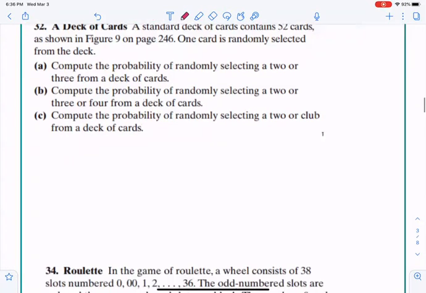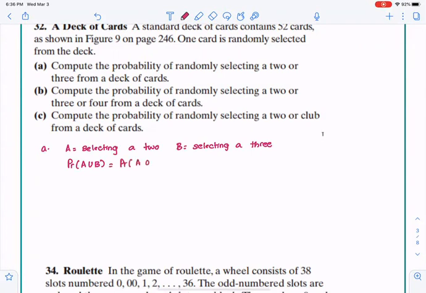So if I define A as selecting a 2 and B as selecting a 3, what we are finding is the probability of A union B. In other words, probability of A or B. So randomly selecting a 2 or 3 from a deck of cards.